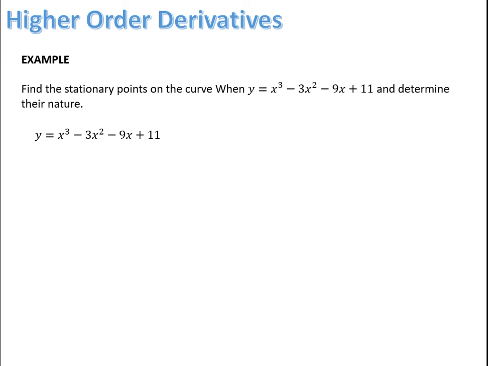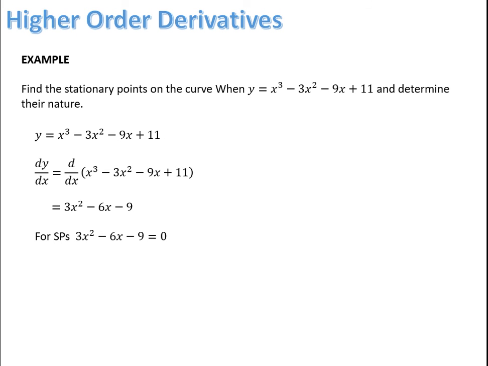Okay, so starting with our function, the first thing we're obviously going to do is differentiate. All I've done is write that we're finding the derivative of the first function. You don't have to write it like that. I'm not quite sure why I've done that. In which case we get 3x squared minus 6x minus 9.